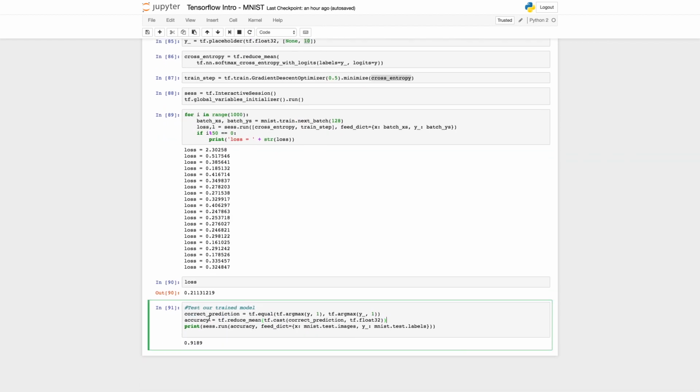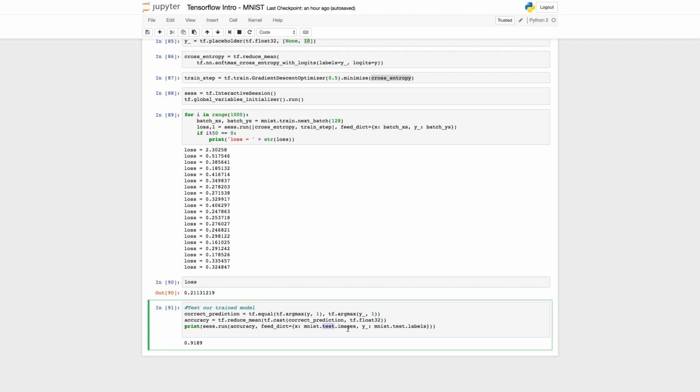And what we do for the accuracy is, of course, we take the sum of all those correct predictions that we've made and then divide them by the number of predictions to give us the accuracy. Now, we run that within our session and we feed new data into it from mnist.test, not mnist.train.